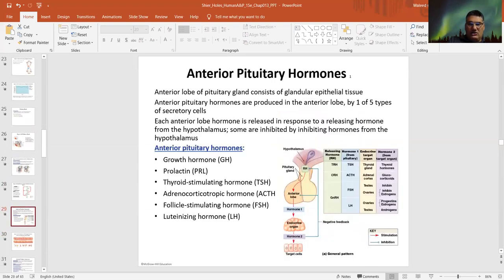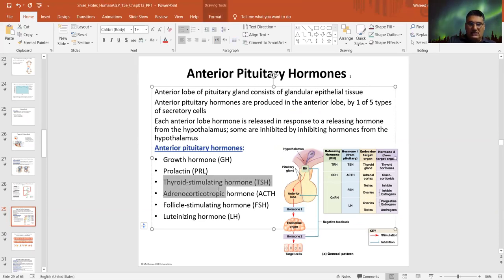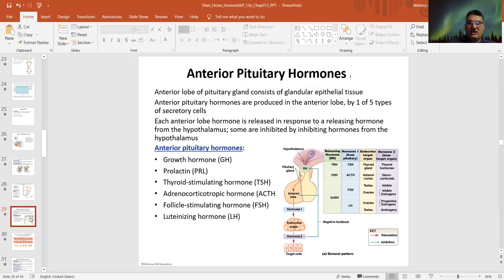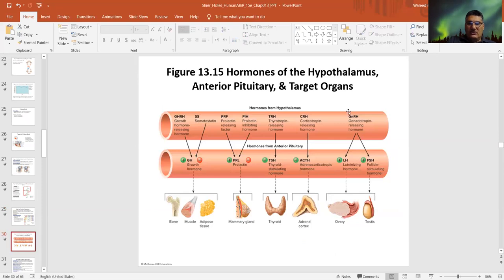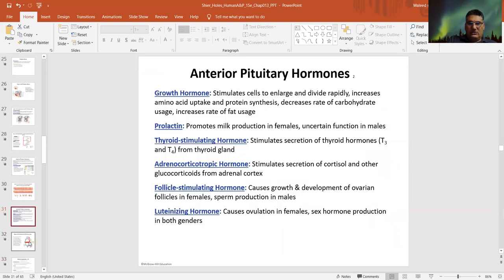We already talked about these hormones: thyroid stimulating hormone, ACTH, follicle stimulating hormone, luteinizing hormone. These are releasing hormones. Beside those, you have prolactin and growth hormone. These are direct secretions that have direct actions. So this is just adding up all what we talked about together, and you can go through it to apply what we talked about.